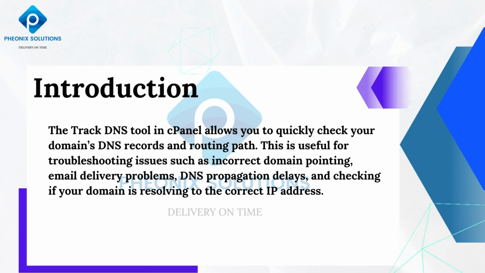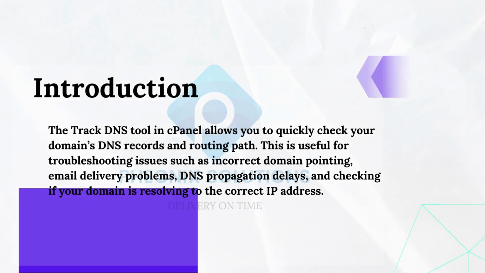Introduction. The Track Domain Name System tool in cPanel allows you to quickly check your domain's Domain Name System records and routing path. This is useful for troubleshooting issues such as incorrect domain pointing, email delivery problems, DNS propagation delays, and checking if your domain is resolving to the correct IP address.